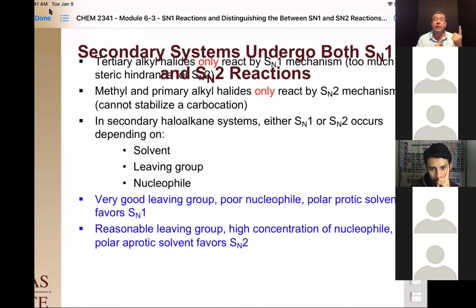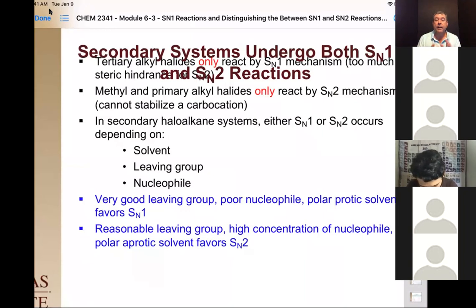If it's in a polar aprotic solvent, it's probably going to go SN2. If it's in a polar protic solvent, it's probably going to go SN1. Leaving group: is it a good leaving group? Is it something like a halide, or is it a protonable alcohol? Does it leave as a neutral species, or does it leave as a very stable ion? That's very important for this. If you have a poorer leaving group, like a fluoride ion, it doesn't want to leave, so we probably won't go SN1. And then we look at the nucleophile.